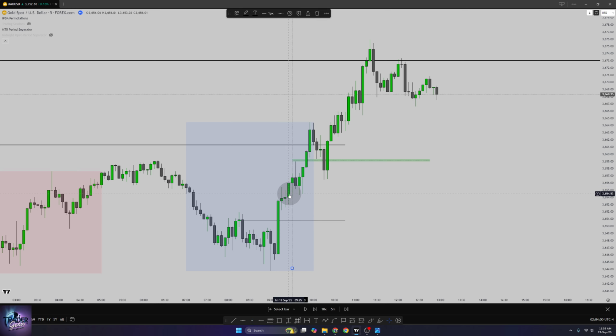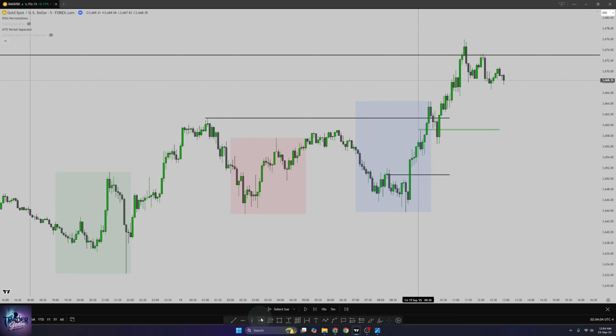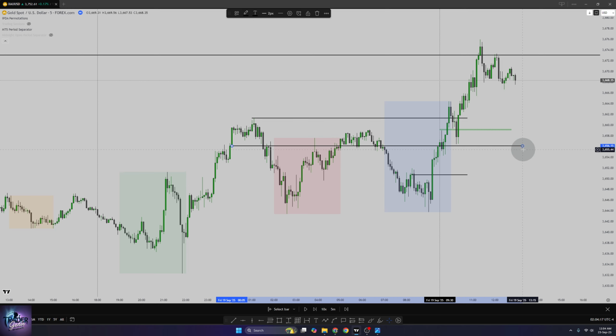Okay, this is our 9:30 a.m. And are we below the midnight open price or not? Price just needs to tap below the midnight open or take just liquidity. So yes, this is our midnight open, taking liquidity below it.